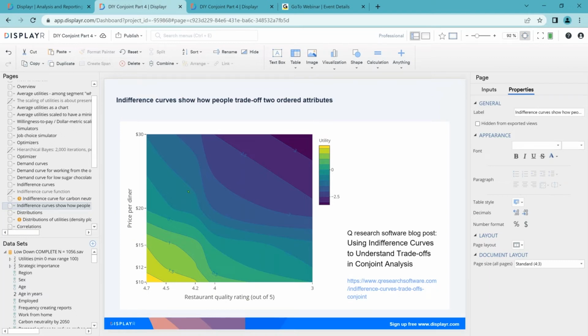So we're starting to get some quite interesting insights out of this. This one's looking at utilities. You could also do it using preference proportions as we did in the previous example.